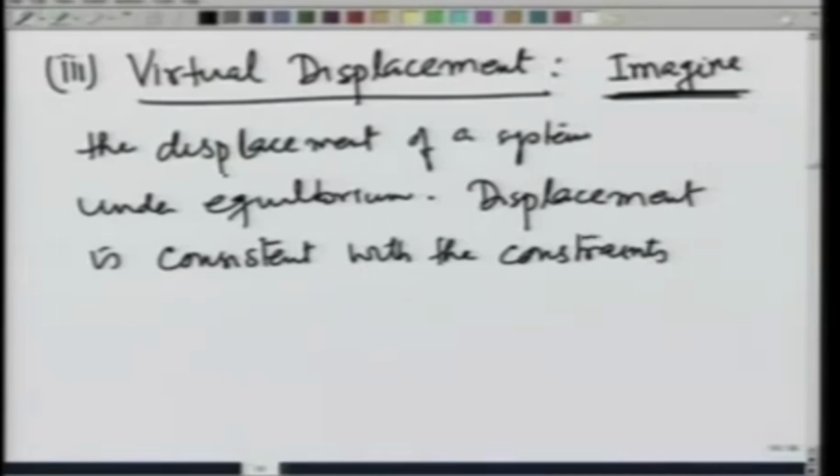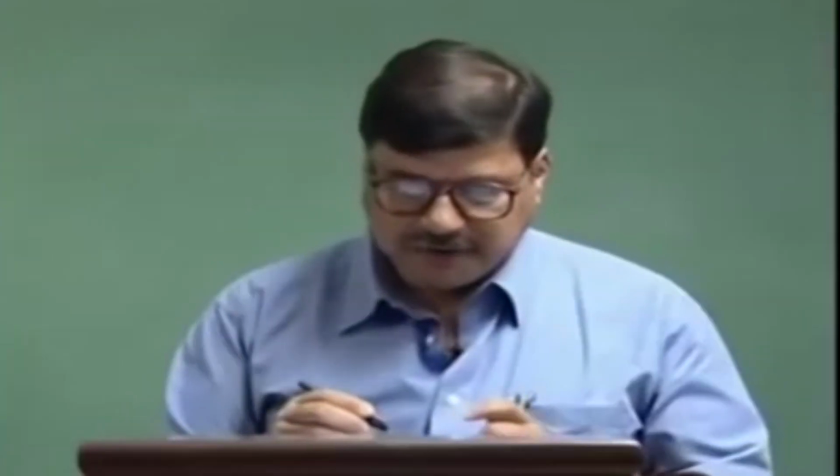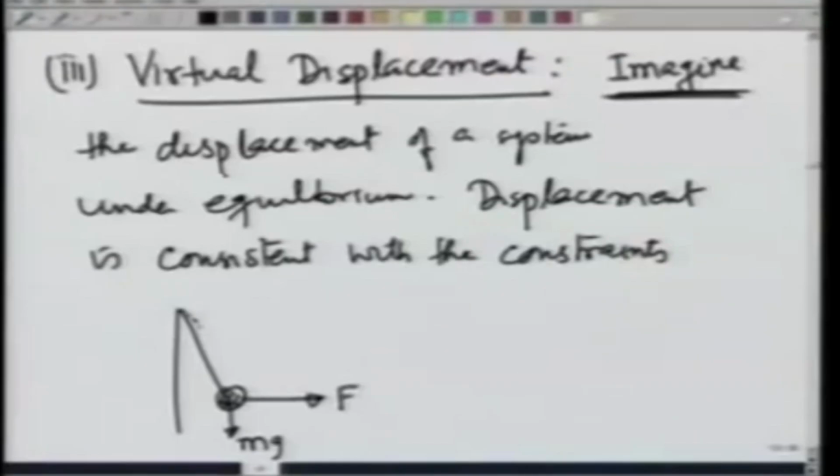So, what you are imagining is, suppose there is a body which is in equilibrium. Let us again take an example. If I take the pendulum and suppose I apply a force this way, F, its own weight mg, and it is in equilibrium. Imagine, just imagine that I displace it slightly. This is the only way I can displace the pendulum. No other way, because this is the only degree of freedom allowed, that is, I can change only theta. So, this displacement is consistent with the constraint, but it is actually not moving. I am imagining as if it has moved, and this is known as virtual displacement.